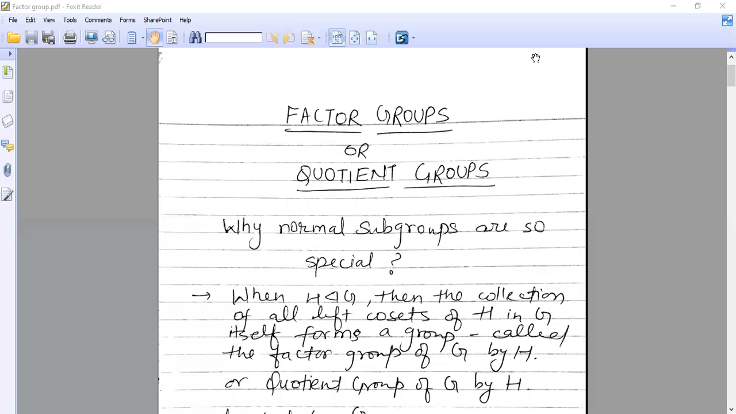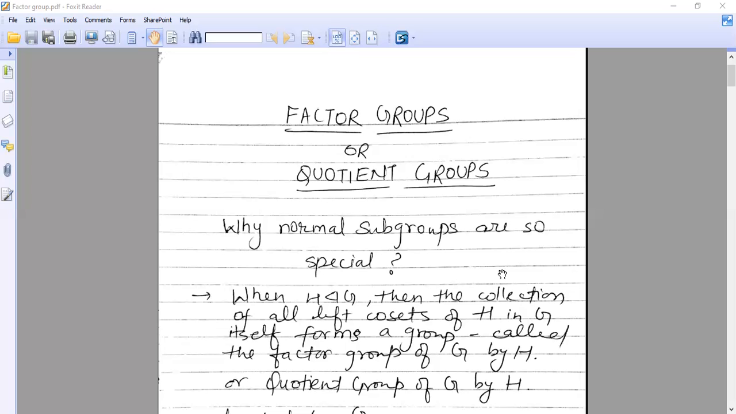Hello friends, this is lecture 13 of group theory and today we are going to study about factor groups. Factor groups are also known as quotient groups. As we have already seen about normal subgroups in the previous two lectures, factor groups are related to normal subgroups. Let us see how you are going to make a factor group, how a factor group is formed.